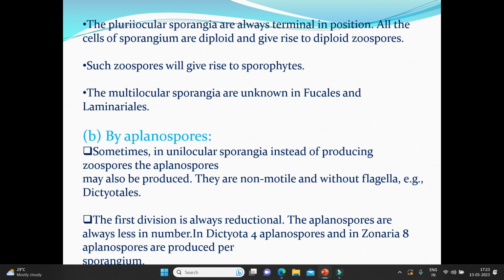And by aplanospores: sometimes the unilocular sporangia, instead of producing zoospores, produce aplanospores. They are non-motile and without flagella. Example, Dictyotales. The first division is always reductional. The aplanospores are always few in number. In Dictyota, 4 aplanospores, and in Zonaria, 8 are produced in the sporangium.